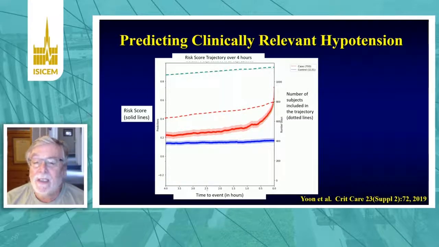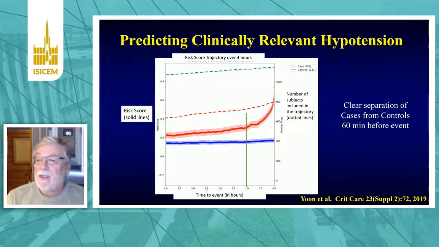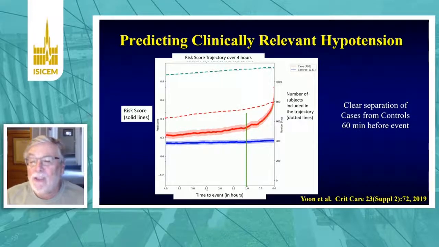What you can see is that clearly 90 minutes before the onset of clinically relevant hypotension, we have a highly predictive value with a very low false positive rate. Thus, we have a clinically relevant measurement of hypotension that clearly separates from the controls and is completely present at least 60 minutes beforehand, which is clinically appropriate because now you can do something for your patient.